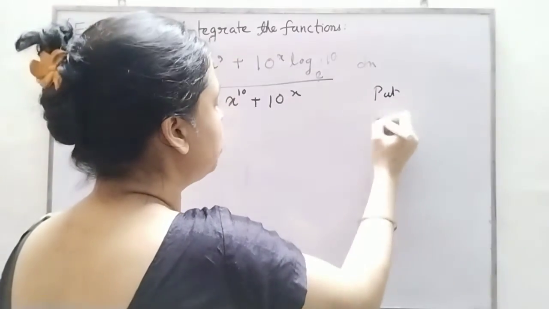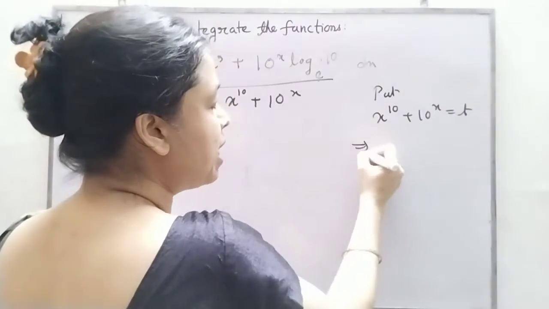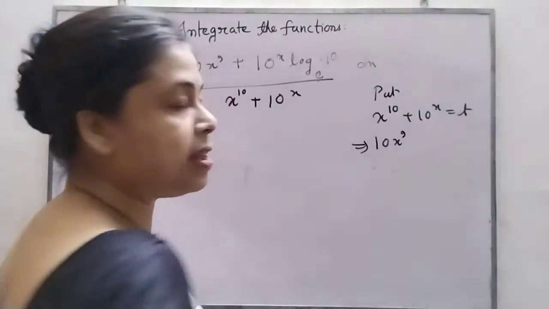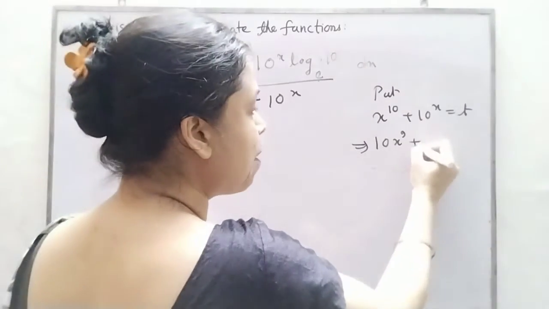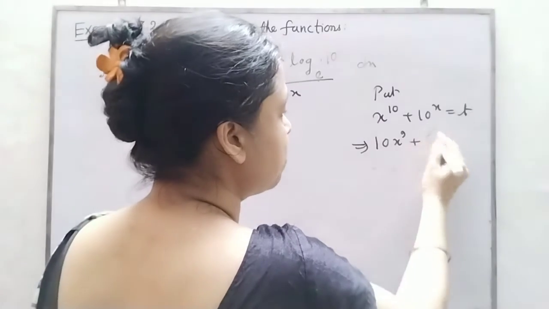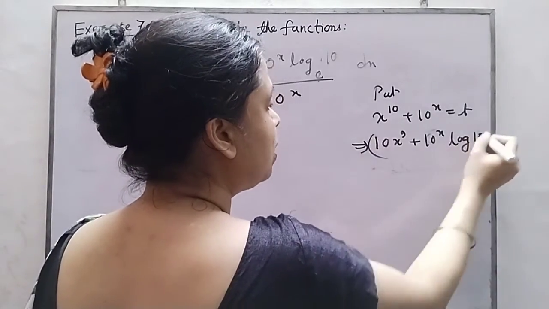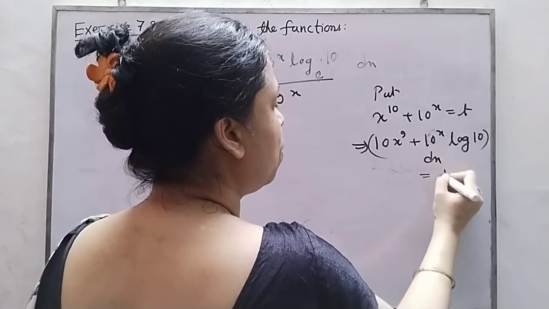So, let us put x to the power 10 plus 10 to the power x equal to t. On taking the derivative, d/dx of x to the power 10 is 10x to the power 9, and by the a to the power x formula, derivative of a to the power x is a to the power x log of a. Here it is 10 to the power x log of 10, as a is 10. Whole thing into dx is equal to dt.